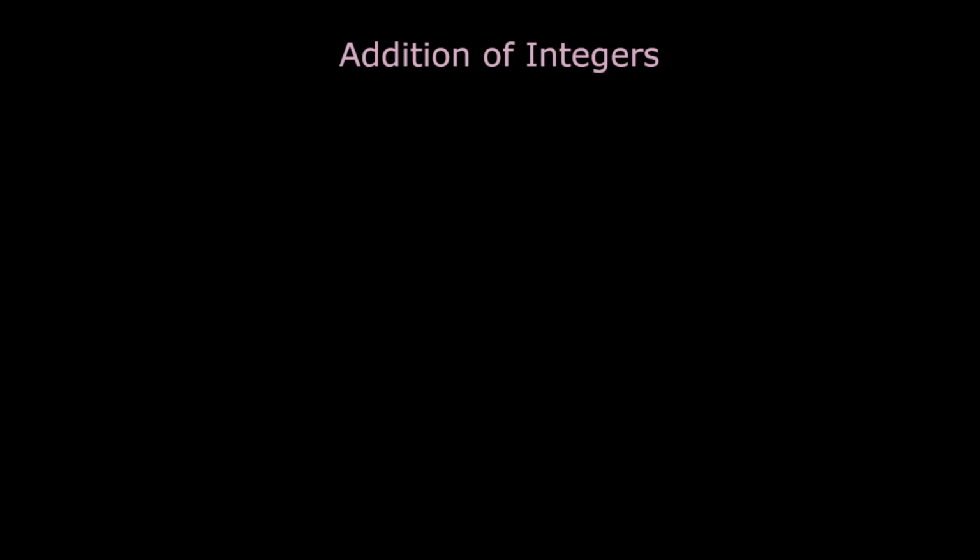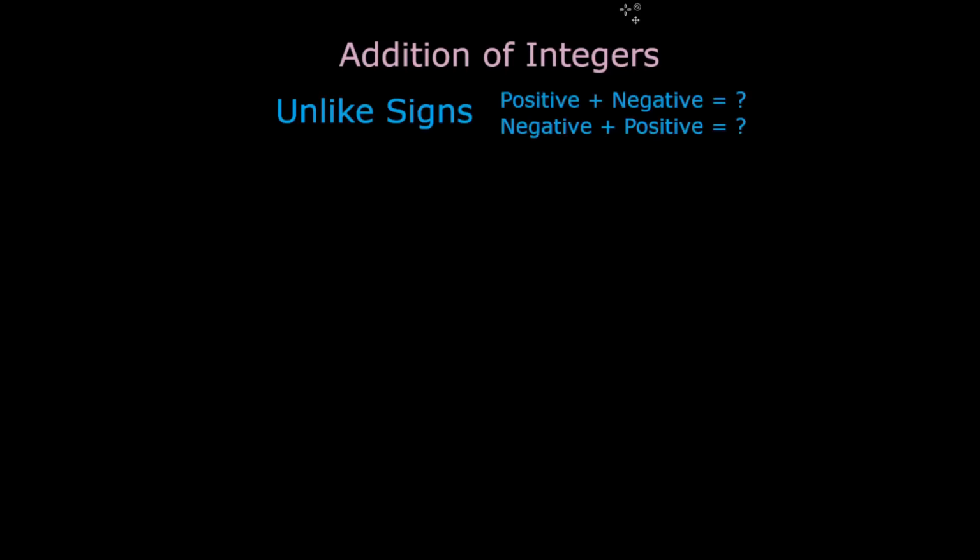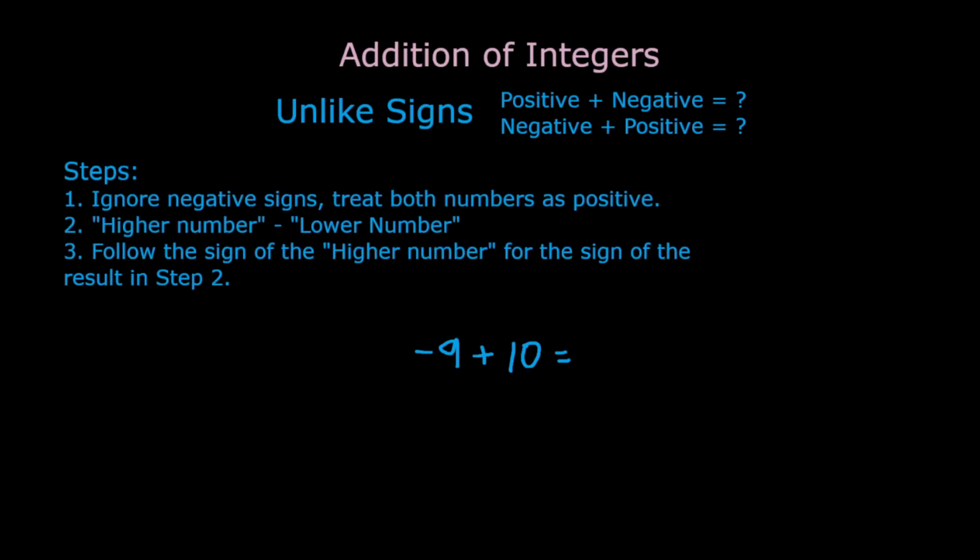Now, how about kung unlike signs? For example, binigyan tayo ng positive number plus negative number, o kaya naman negative number plus another positive number. Ano yung magiging sign? At ano yung magiging result? Okay? Let's say, binigyan tayo ng negative 9 plus positive 10. So, meron tayong tatlong steps sa pag-add ng integers with unlike signs.